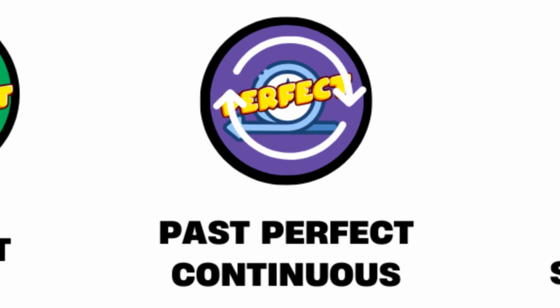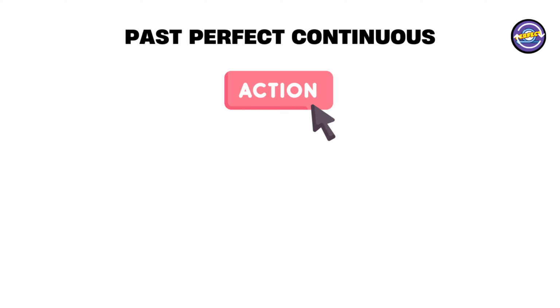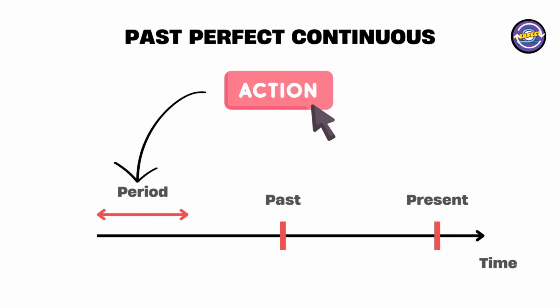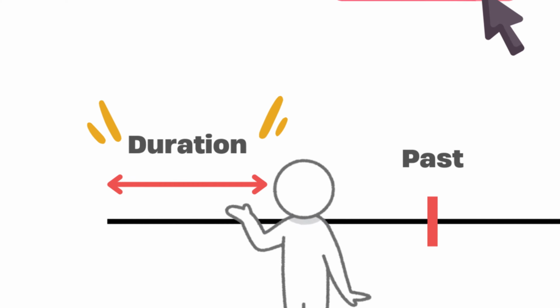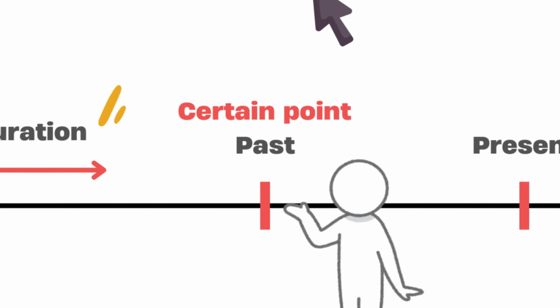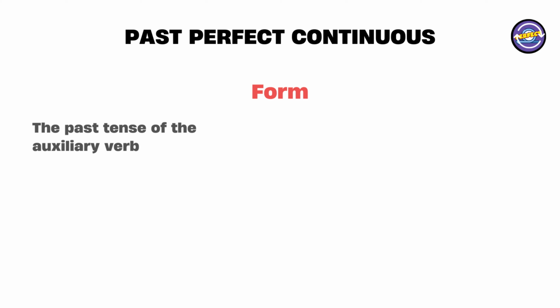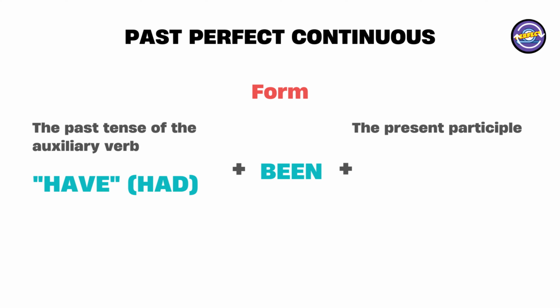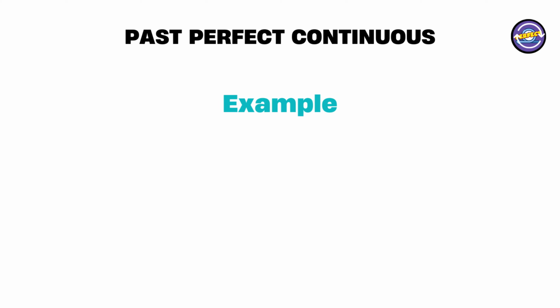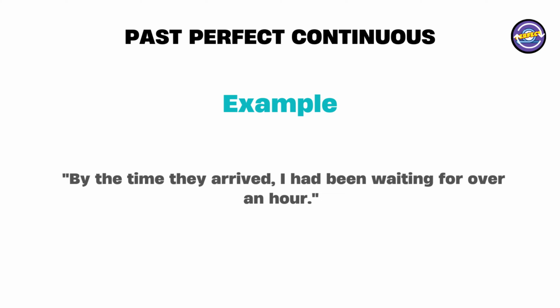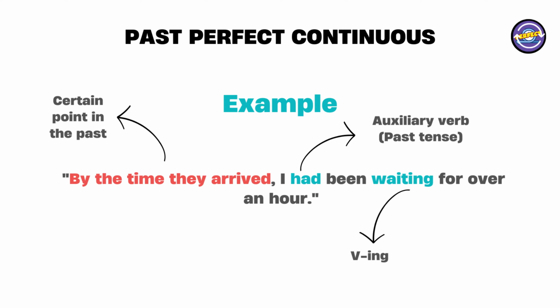Past perfect continuous describes actions that were ongoing for a period of time before another action or point in the past. It emphasizes the duration of the action up to a certain point in the past. It is formed using the past tense of the auxiliary verb have, had, plus been, plus the present participle, -ing form, of the main verb. Example: by the time they arrived, I had been waiting for over an hour.